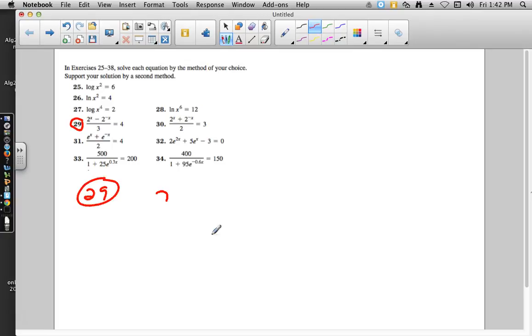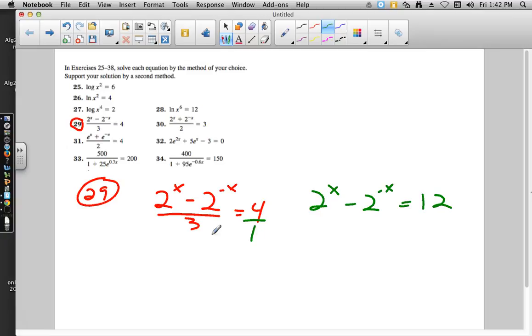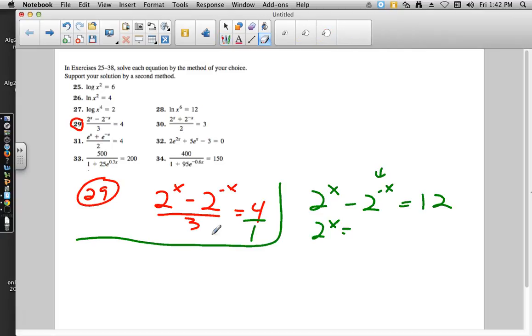So with number 29, we have (2^x minus 2^-x) all over 3 equals 4. And hopefully you were thinking right away, no, I don't want to work with fractions. I'm going to multiply both sides by 3, or cross multiply, make this a proportion. And you'll get 2^x minus 2^-x equals 12, which you should notice is not simplified. It has a negative exponent. So this would really be 2^x minus 1 over 2^x equals 12.